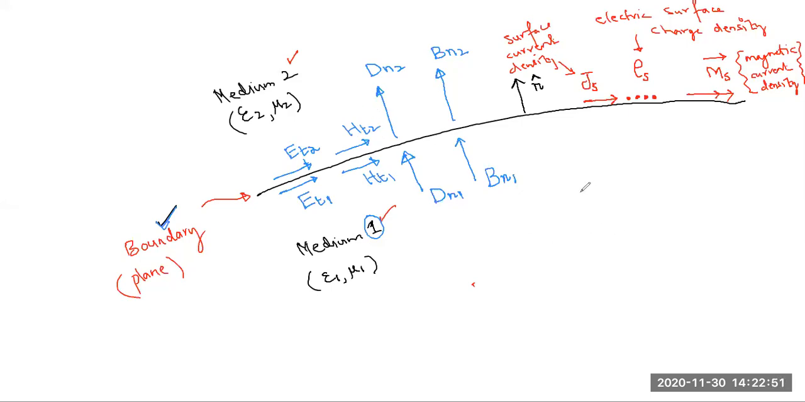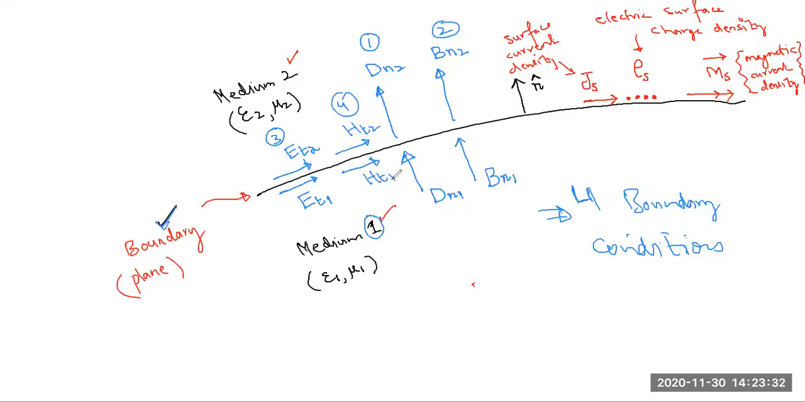So as I mentioned, there are four boundary conditions. So now you know what those four boundary conditions are. One boundary condition will relate DN1 to DN2. Second boundary condition will relate BN1 to BN2. Third boundary condition will relate ET1 to ET2. And fourth boundary condition will tell us the relationship between HT1 and HT2. So let's start with the first boundary condition, and that is, what is the relationship of DN1 with DN2? Okay. So for that, I will move to the other figure.